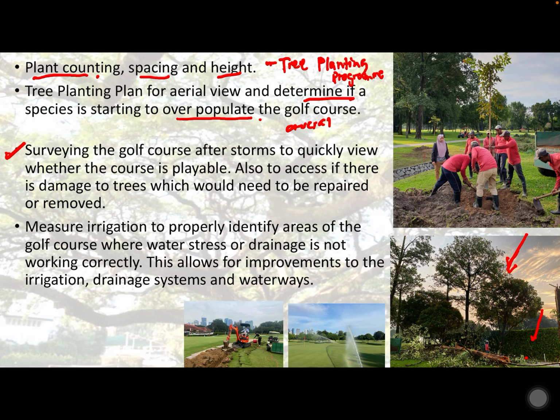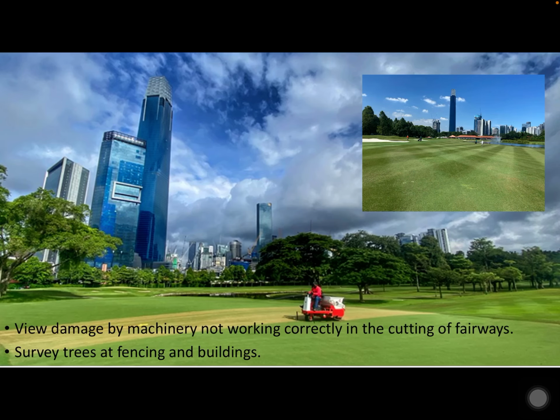And we can also use this data to measure the irrigation and properly identify the areas of the golf course where the water stress or drainage is not working correctly. So this allows for improvement to the irrigation, the drainage system and the waterway. So we can install where we want to put the lining, which is most visible and available to the plants and the turf grass.